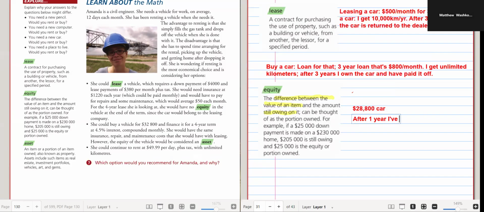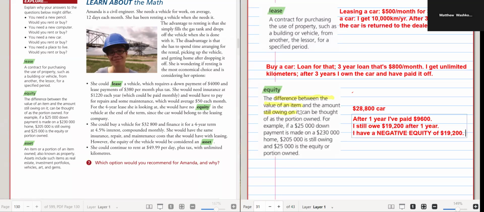After 1 year, I've paid 12 times 800. After 1 year, I've paid $9,600. I still owe, what is that? $19,200 looks right. So I still owe $19,200 on my car after 1 year. So I have a negative equity of $19,200, right? And they have an example here, right?